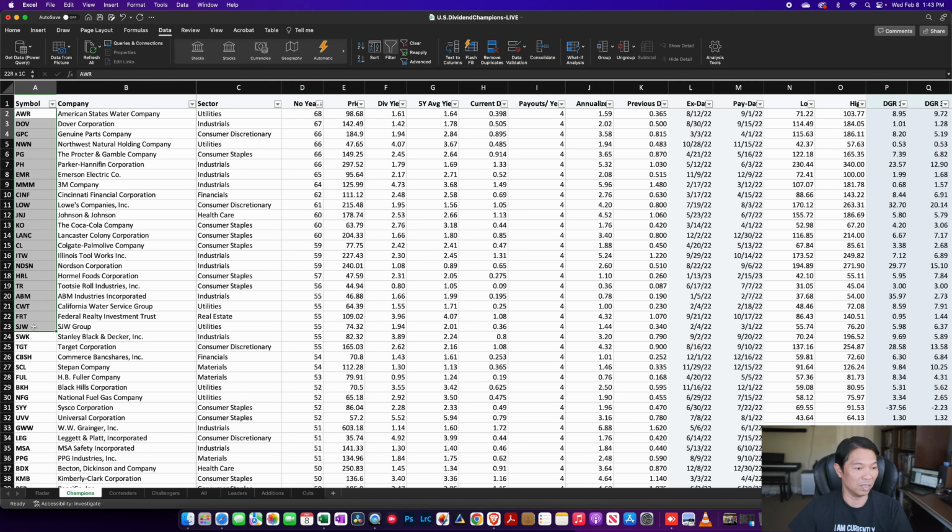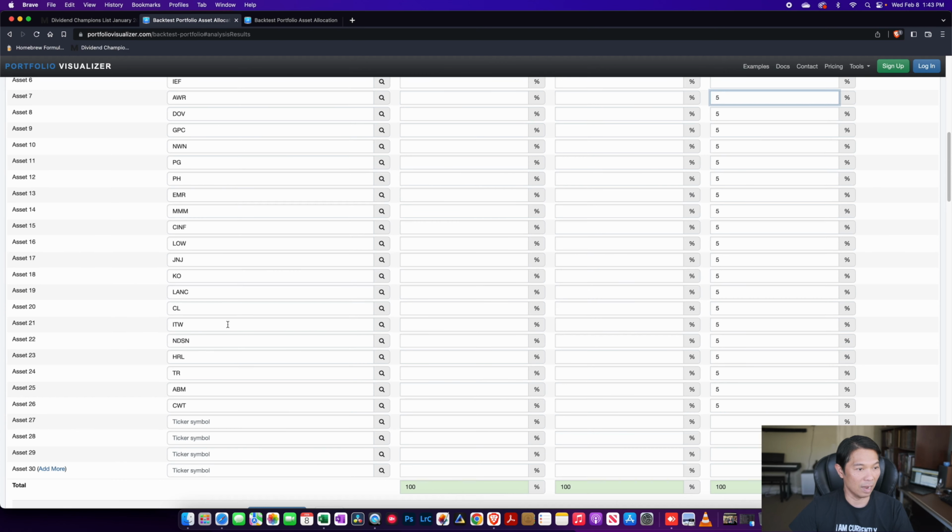I took the top 20 based on this dividend champions list, which I ranked solely by how many years the companies have increased their dividends, and looking at nothing else, not the growth rate of the dividend, not the yield or anything like that. Just how long they have increased their dividend. I took the top 20, so AWR down to CWT, okay? And I filled that in here. There were 20 of them, so it's 5% each.